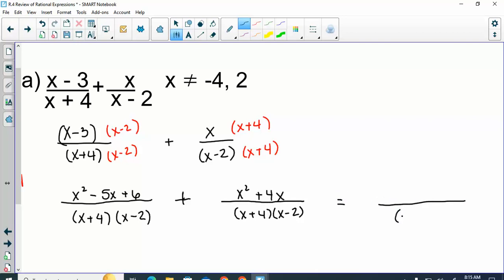So now put them together. Combine like terms, so x squared plus x squared would be 2x squared. Negative 5x plus 4x is negative x plus 6.